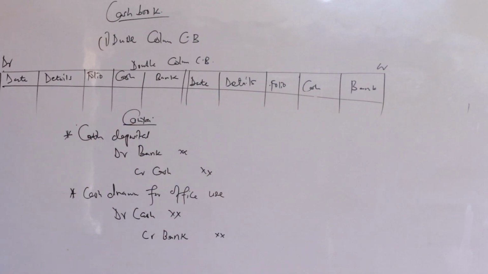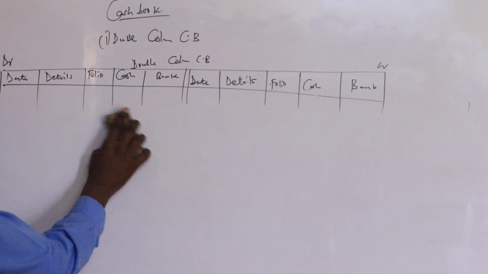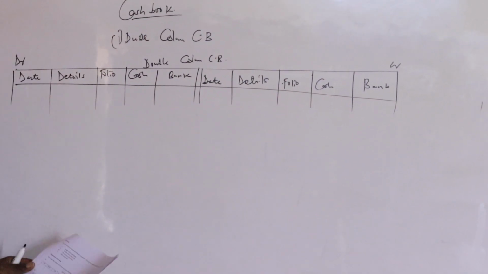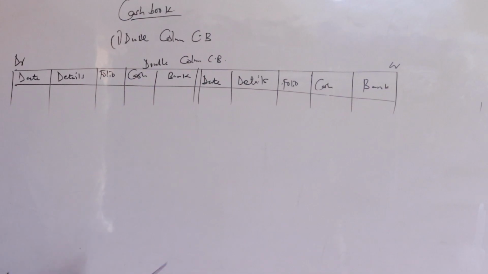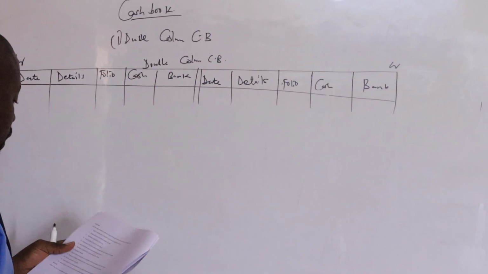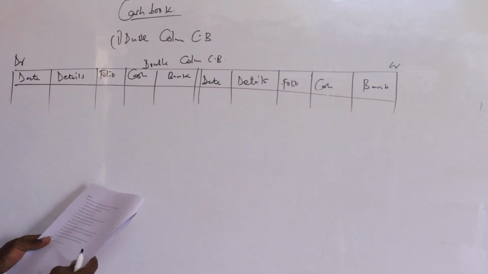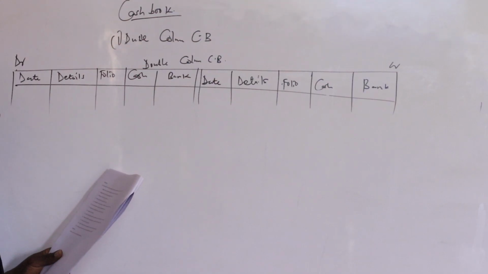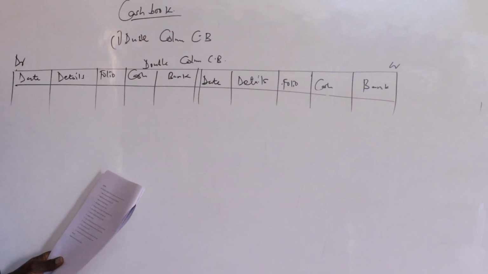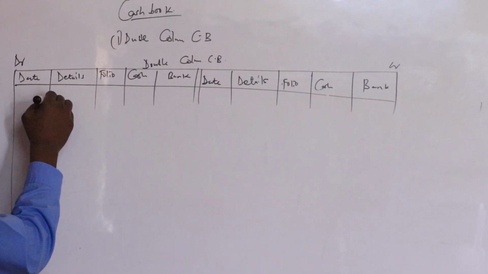Now, let's do a question that is found in our notes, which you'll get from the LMS and the notes attached. The question reads, the following transactions relate to Utambuzi Company Limited for the month of October 2023. The first transaction is began business with 700,000 in cash and 3.5 million at bank. Let me extend my cash book to accommodate these transactions.